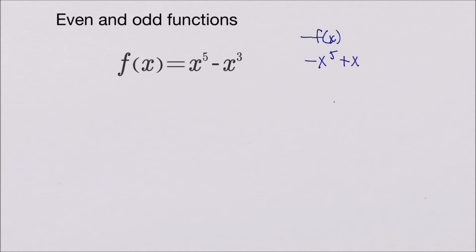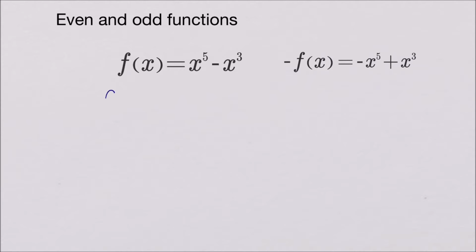Let's look at another example. So let's look at this function, f of x equals x to the fifth minus x to the third. So for this one, let's just write over here what negative f of x equals. So if we multiply through f of x by a negative sign, we're going to get negative x to the fifth plus x to the third. So we'll keep this over here.